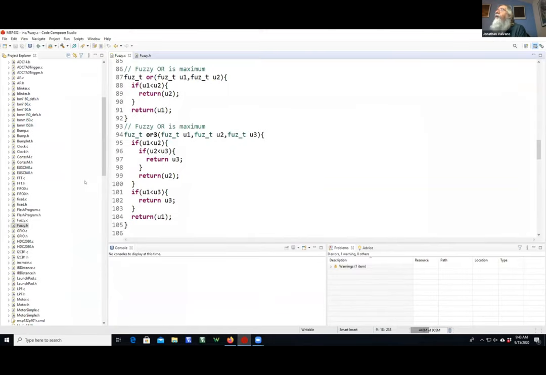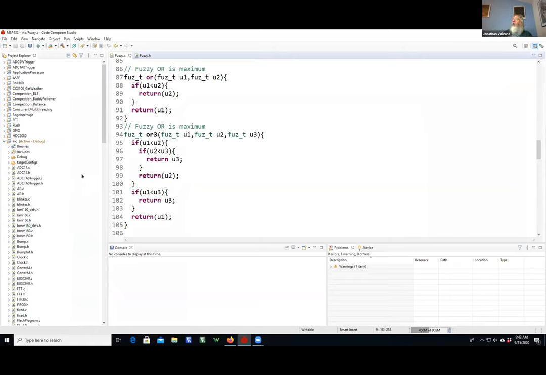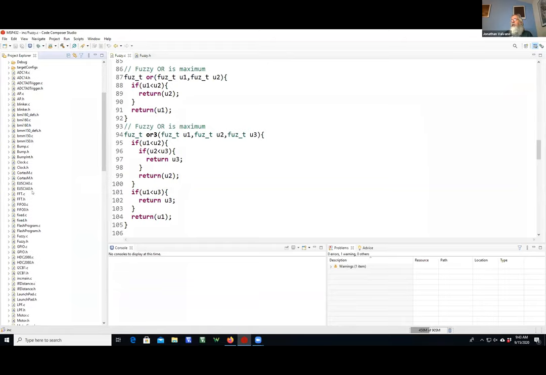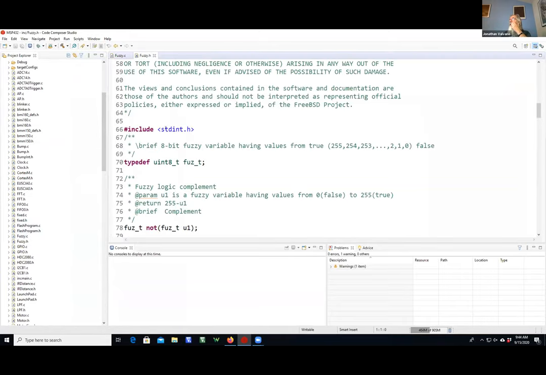If you've downloaded and unzipped the MSP432 code in Code Composer Studio for any of the labs, embedded in this driver folder is a simple starter set, if you'd like, for fuzzy logic. Let me begin with the H file. The typedef for a fuzzy variable is no more than just an unsigned 8-bit number.